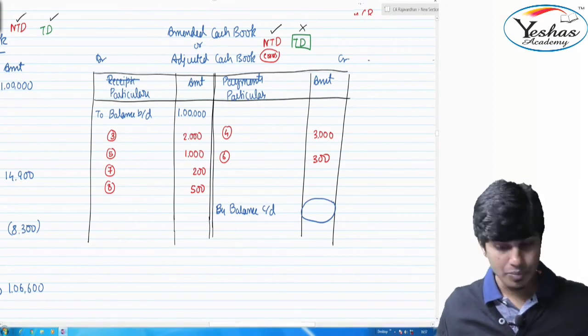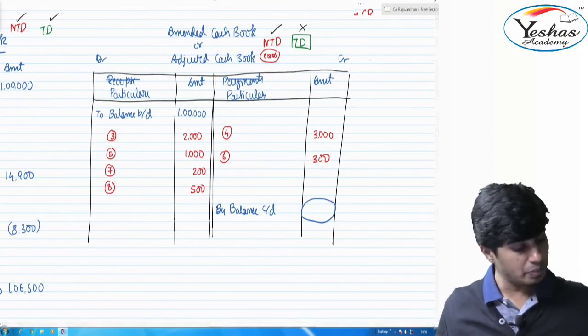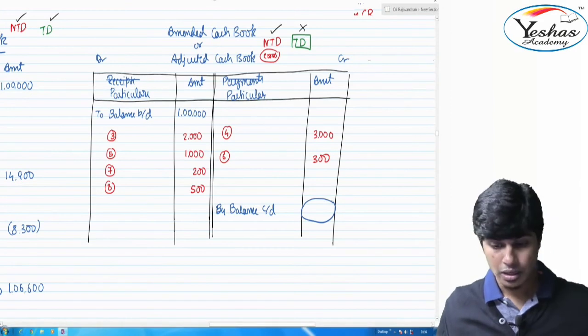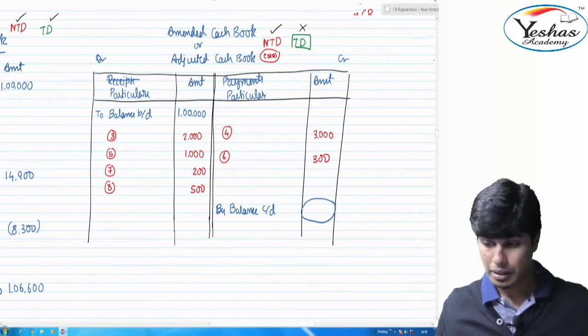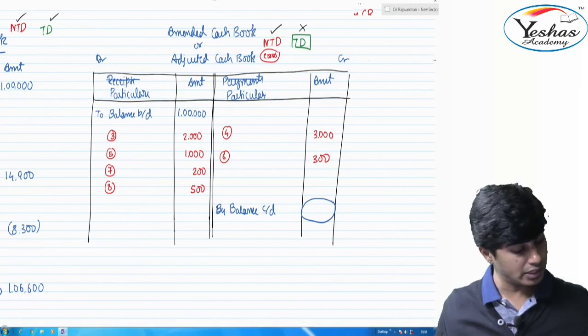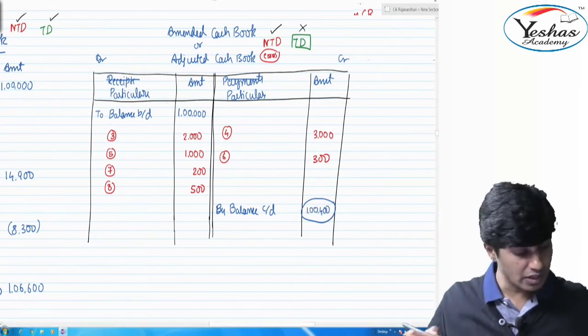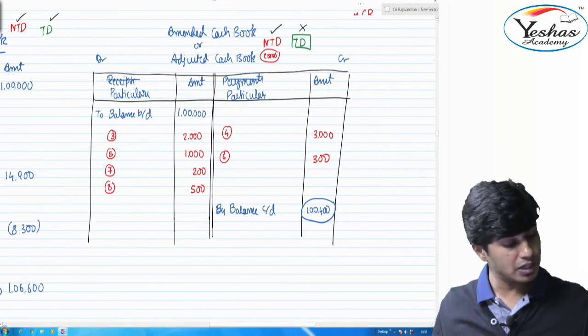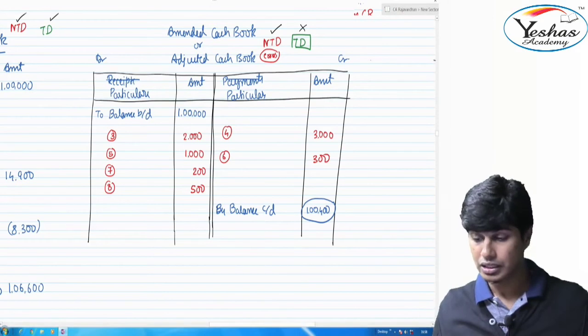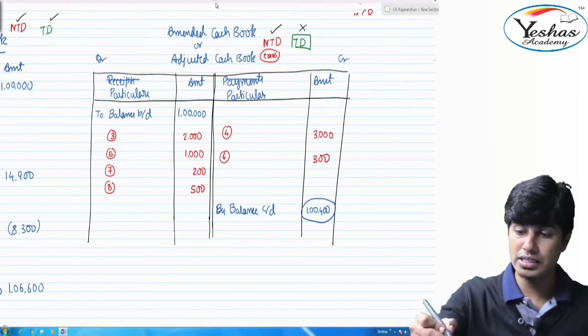1 lakh plus 2000 plus 1000 plus 700 minus 3300. That gives me 1 lakh 400. I'll just have a quick check. 1 lakh plus 2000 plus 1000 plus 700 minus 3300. That gives me 1 lakh 400. This is the answer.